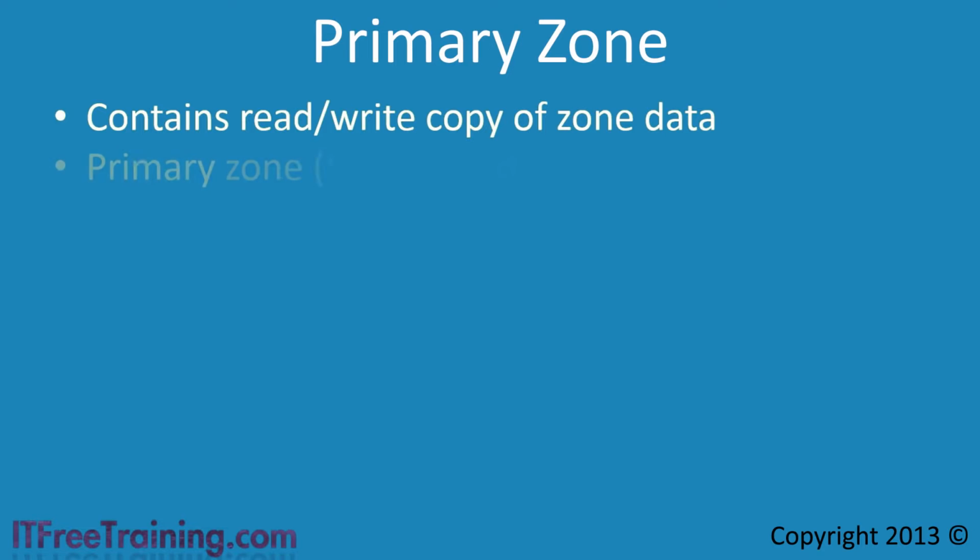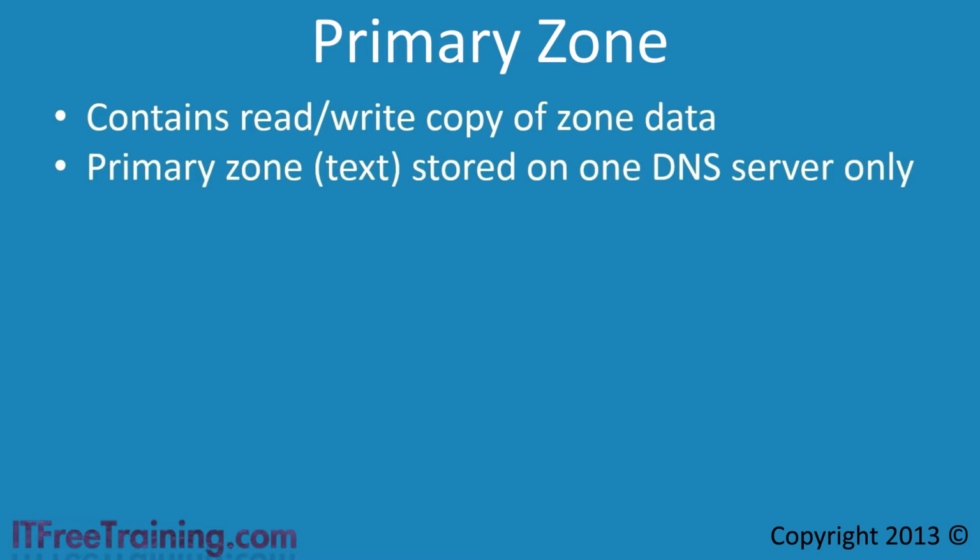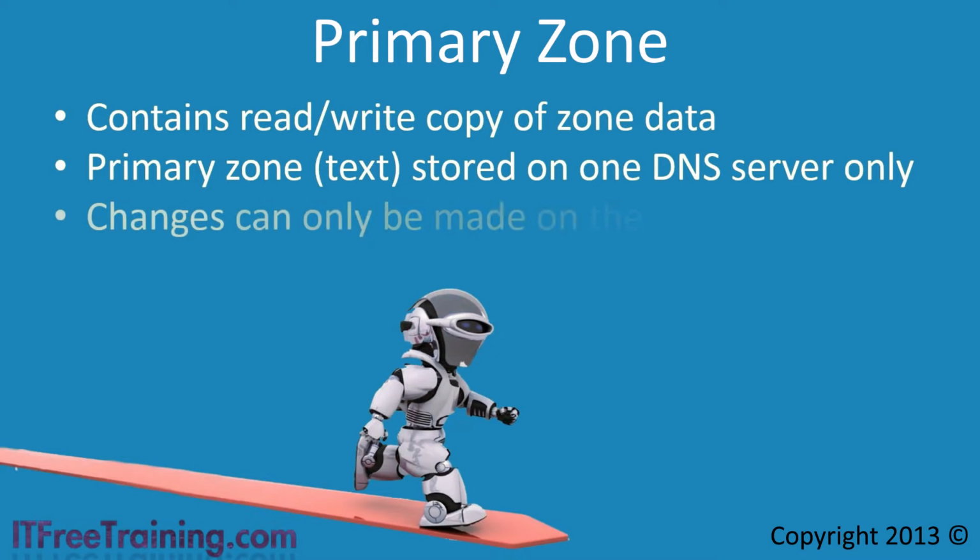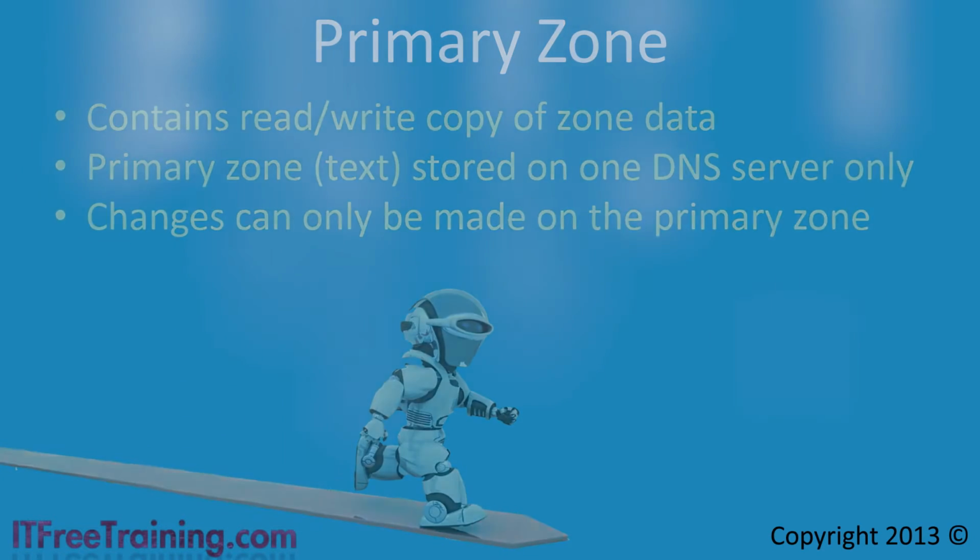Bind stores the primary zone in a text file. Since the DNS data is stored in a text file, changes can only be made in one location at a time. Changes to a zone can only happen on the primary zone. If another zone type is asked to make a change, the change will be forwarded to the server holding the primary zone in order to make the change. The problem with this approach is that if the server holding the primary zone is not available, changes cannot be made until that DNS server is available again.